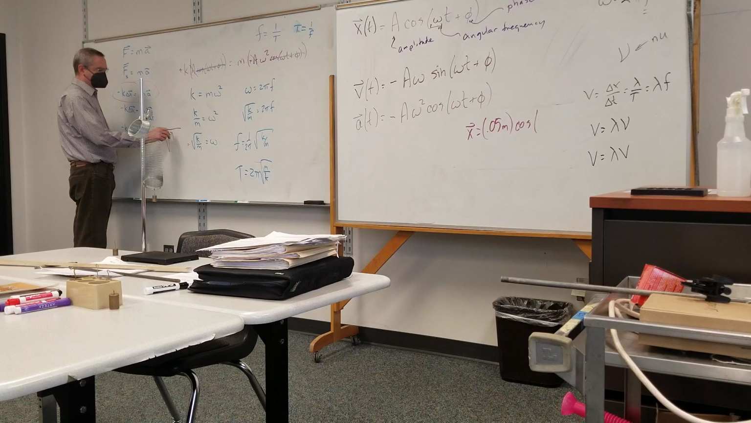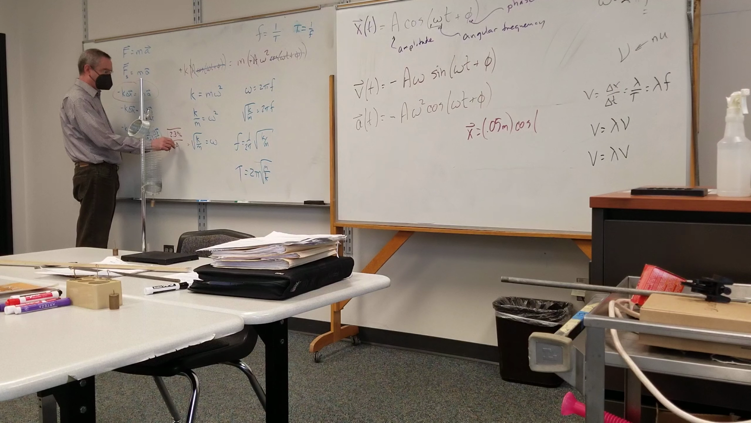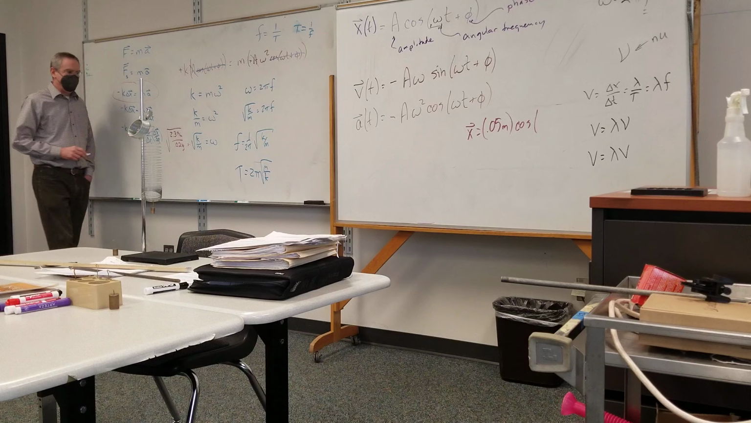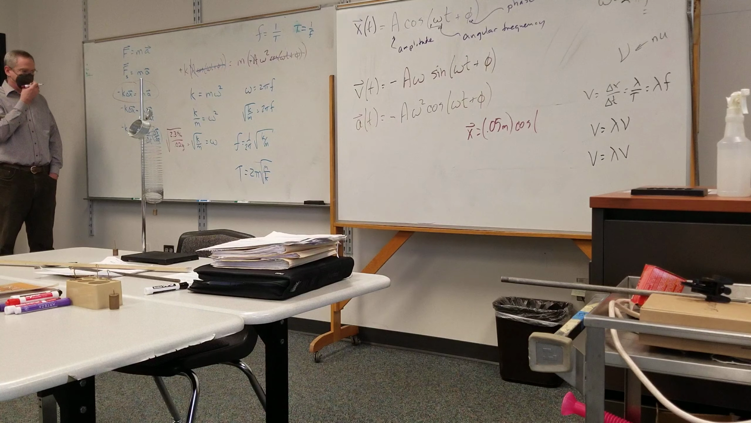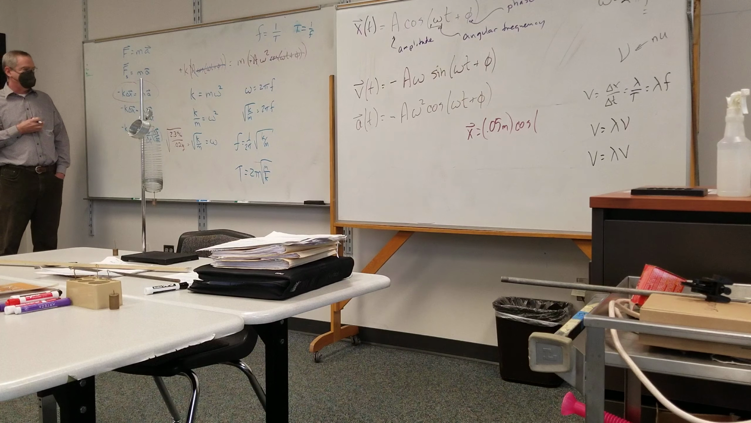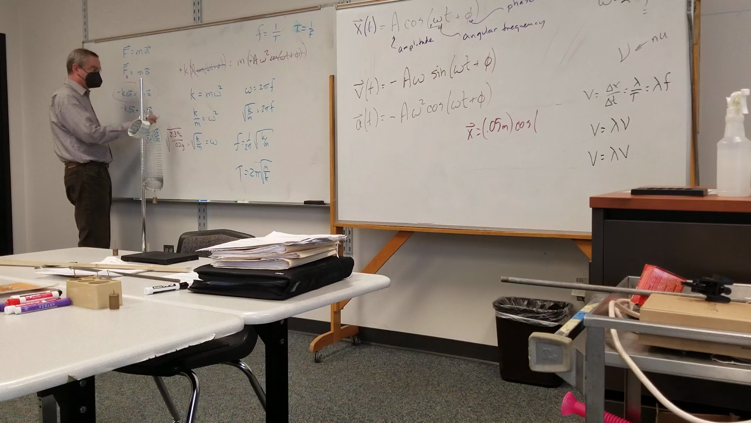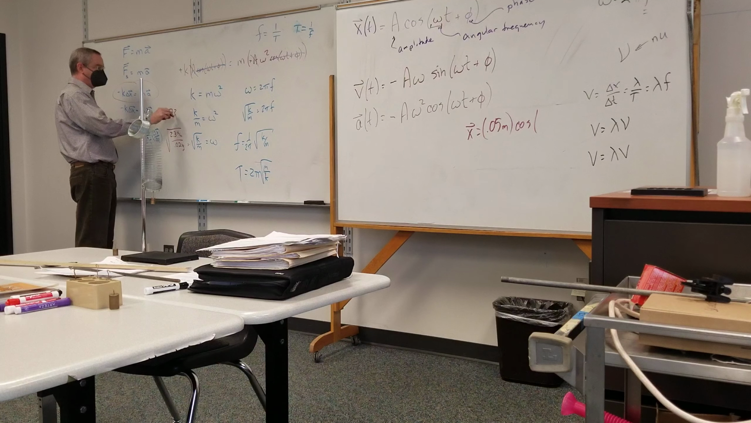We figured that this was 2.3 newtons per meter, and my mass is 0.02 kilograms. So what is omega? 10.72. That's what you got, sir.